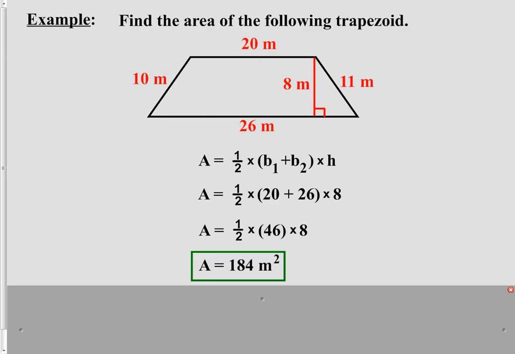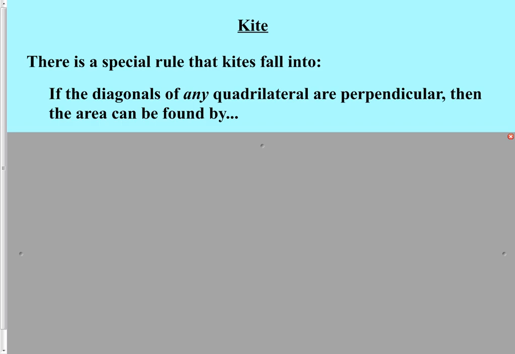Now, the last type of shape for us to look at is the kite, and if you are unfamiliar with just one of these shapes, the kite is probably the one. So let's take a look. There is a special rule that kites fall into. Actually, a special category that they kind of fall into. If you have a quadrilateral that happens to have diagonals that are perpendicular to each other, then the area can be found by a fairly specific formula.